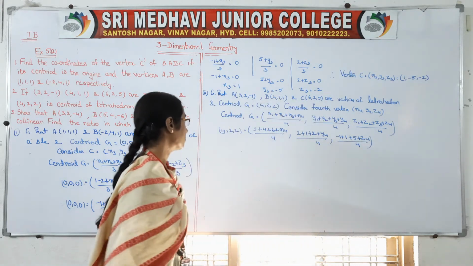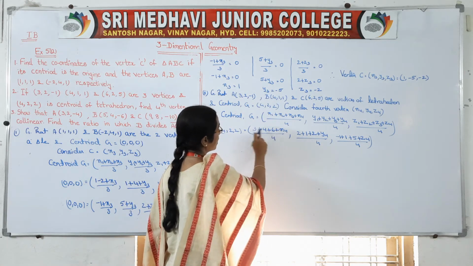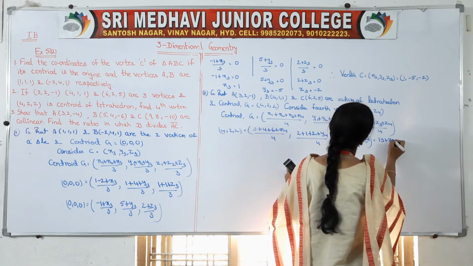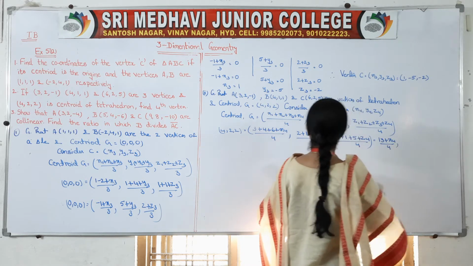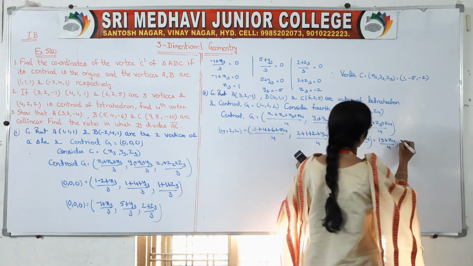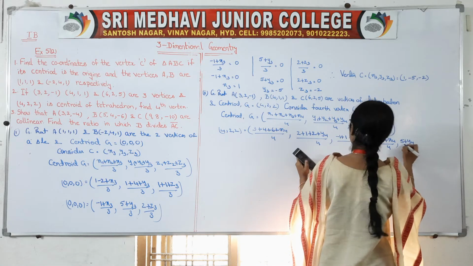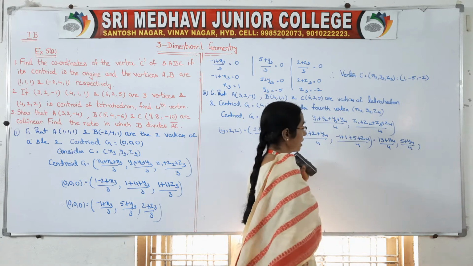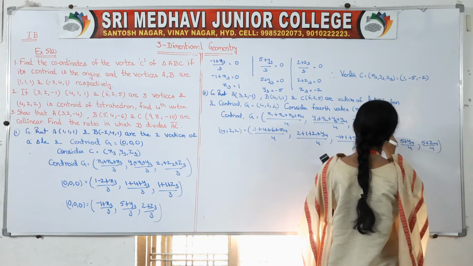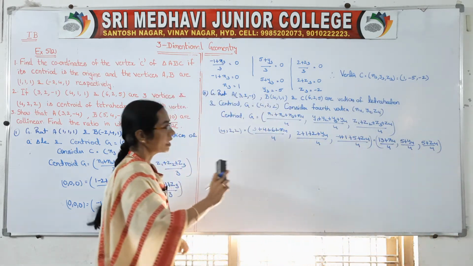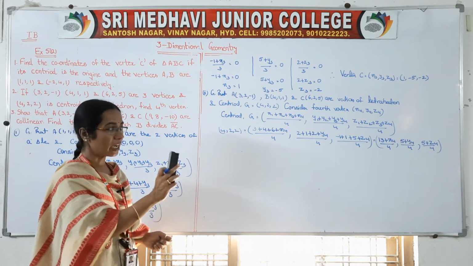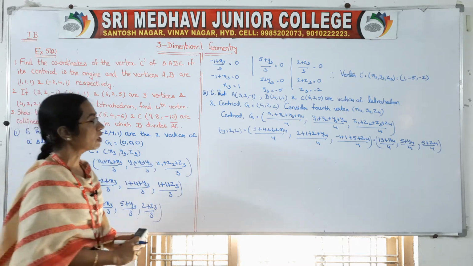So 4 plus 6 is 10, 10 plus 3 is 13. So it is (13 plus x4) by 4, comma, here 2 plus 1 is 3, 3 plus 2 is 5, so (5 plus y4) by 4, and here minus 1 plus 1 cancel, so (5 plus z4) by 4. So we got two points, one equal to the other. Whenever it is like that, we have to equate x coordinate to x coordinate, y coordinate to y coordinate, z coordinate to z coordinate.